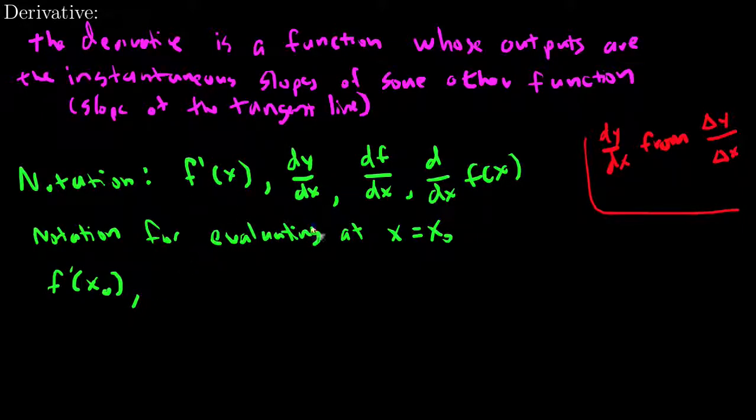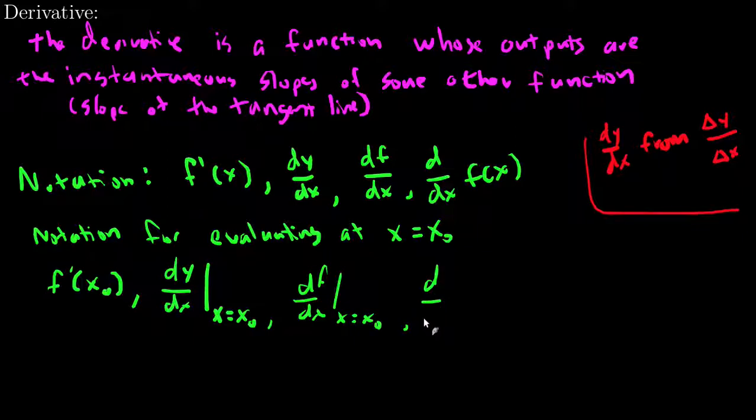For the others, I need to include a new symbol. So dy dx with this vertical line, which means evaluated at x equals x naught. And I'm going to use that for any of these. So if I want to use this, df dx evaluated at x equals x naught, or the derivative with respect to x of f of x evaluated at x equals x naught. So let's see a couple of examples.